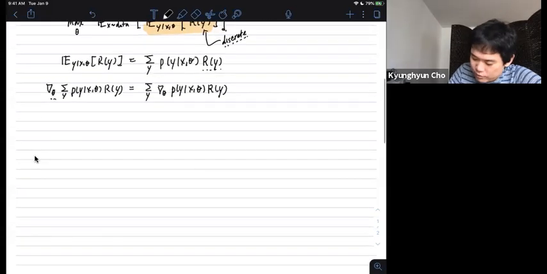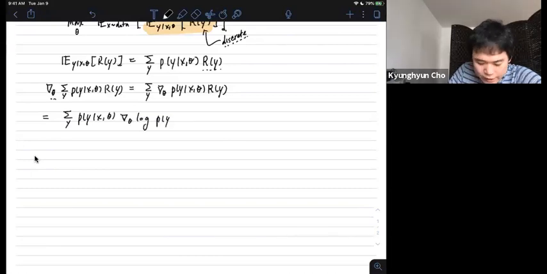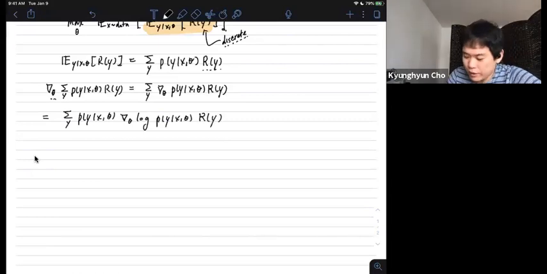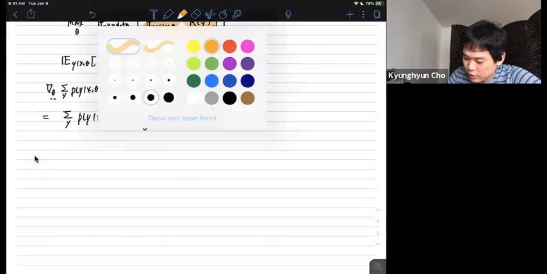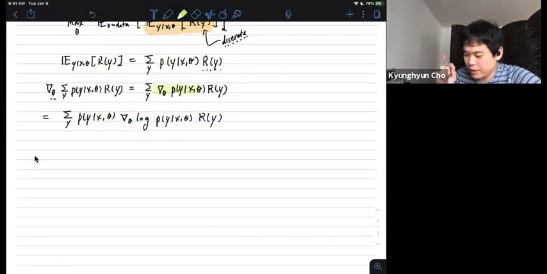And now what we end up with is that we can rewrite this as the sum over y of p of y given x, theta, times the gradient of the log p of y given x and theta, times r of y. Now there is an interesting trick going on here, right? We started from the gradient of p of y given x and theta, and then suddenly that term became p of y given x and theta times the gradient of the log p of y given x and theta. So how did we get here?